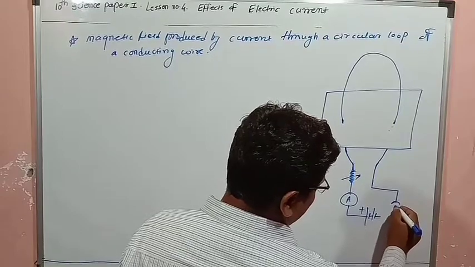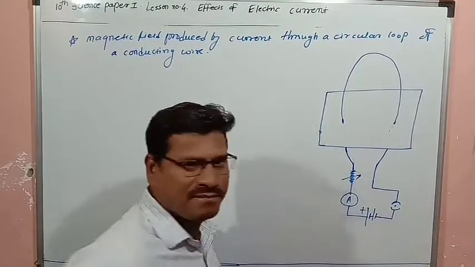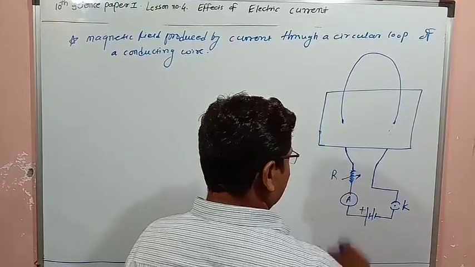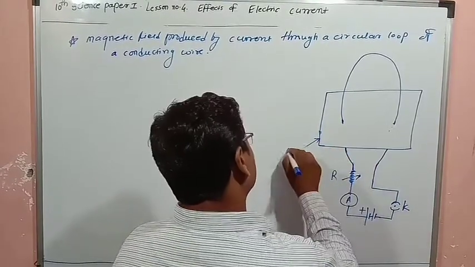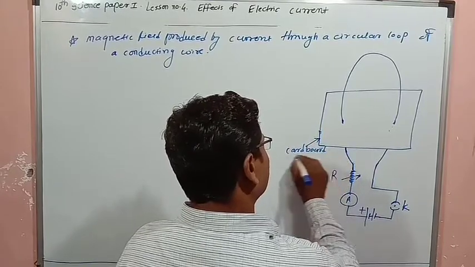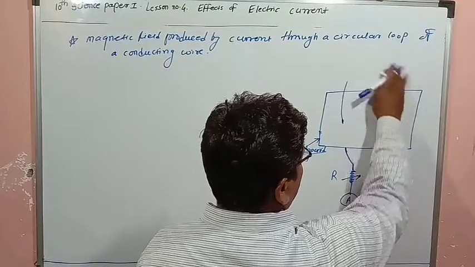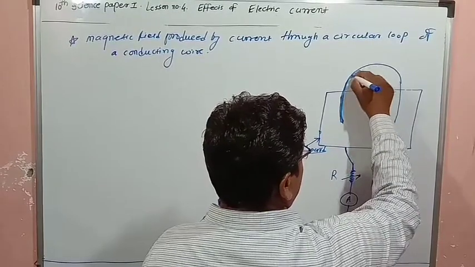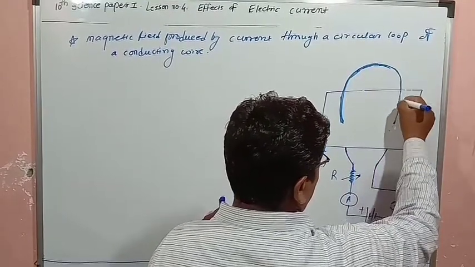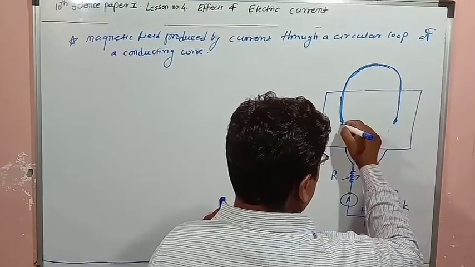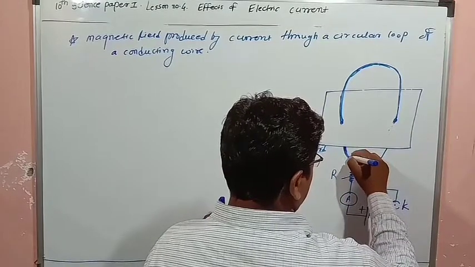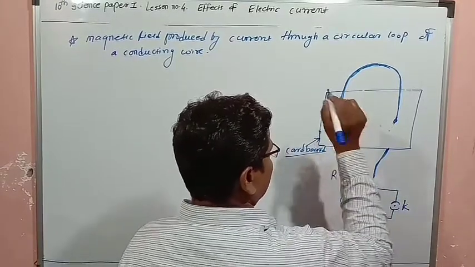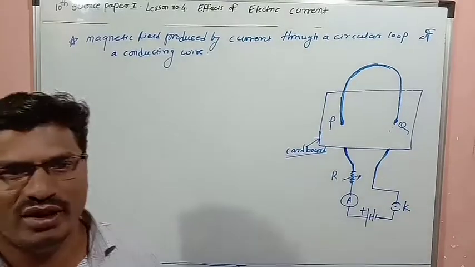Here you will connect one key. So the key is there, the ammeter is there, the rheostat is there, the cardboard or card sheet is there, and here is the circular loop of conducting wire. Suppose here is point P and here is point Q.